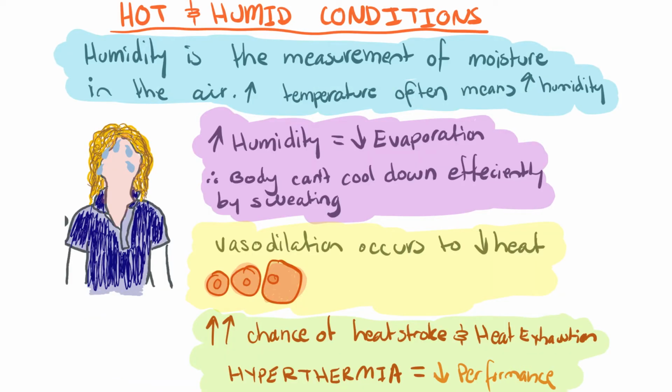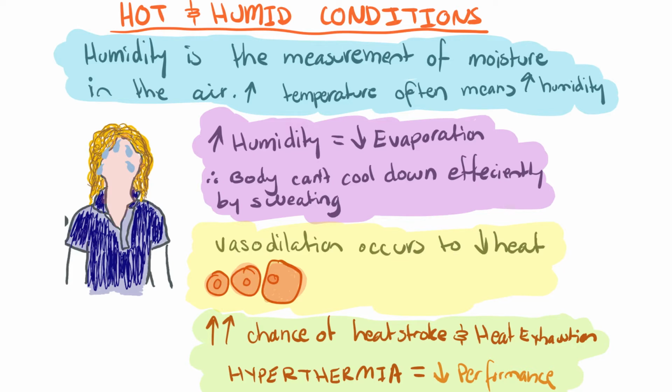So we start by having a look at hot and humid climatic conditions. Now, humidity is the measurement of moisture within the air, and often when we have an increase of temperature, this can mean we have an increase of humidity. Now, it tends to be that areas or environments that are close to water or close to the coast have increased humidity because there's an increased amount of moisture in the air. So environments that are quite rural or even arid are going to have lower levels of humidity because the measure of the moisture in the air tends to be lower.